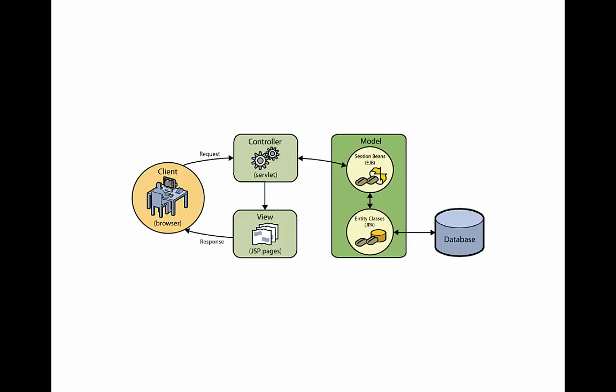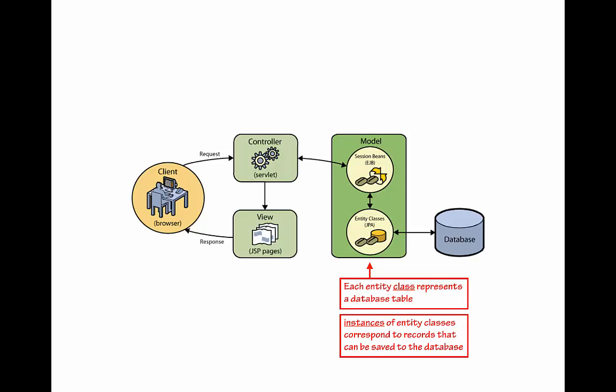Recall that in the model view controller diagram we saw earlier in this tutorial, session beans and entity classes were part of the model. Each entity class represents a table in the database, and instances represent rows or potential rows in that table. These objects can be automatically stored in the database using a technique called Object Relational Mapping, or ORM.